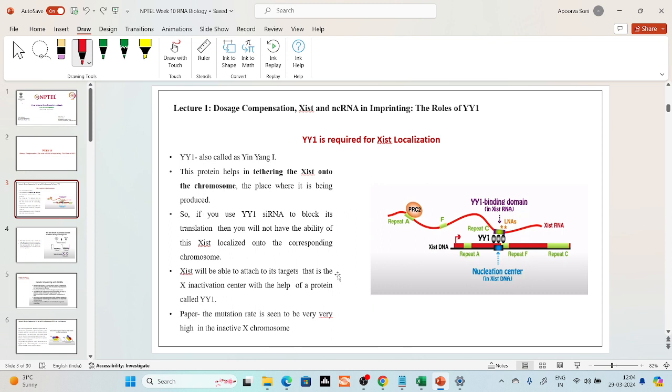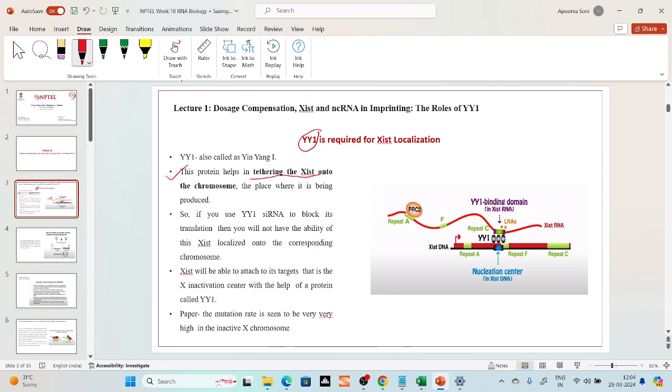So our first lecture is the role of YY1 protein. YY1 protein is required for Xist localization. YY1, also known as Yin Yang 1, is a protein required for the localization of the Xist. This protein helps in tethering the Xist onto the chromosome, the place where it is produced.